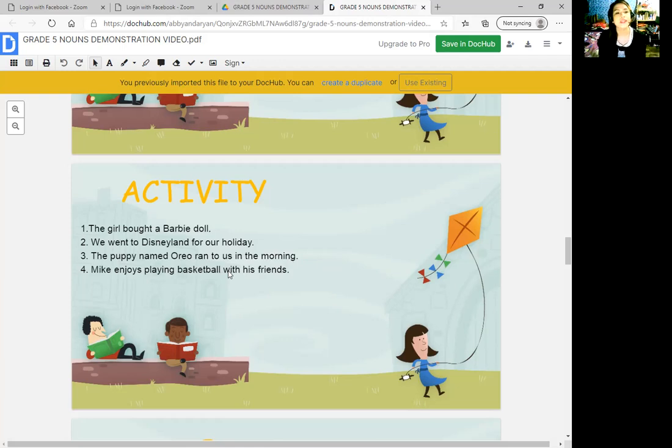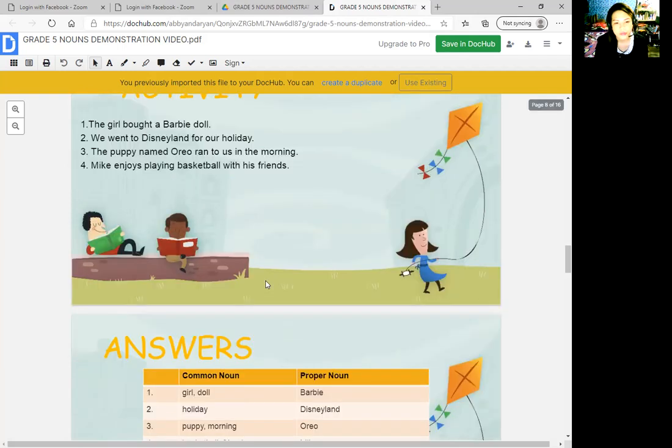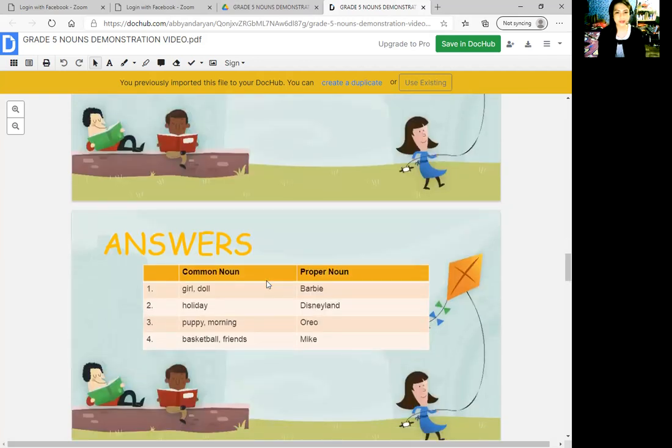Okay, boys and girls, write down your answer now on your paper because we're gonna reveal the answer in 3, 2, 1. Okay, so let's now go ahead and check what the correct answers are for this activity. So for number one, we have two common nouns: girl and doll. And then the proper noun, which tells the specific brand of the doll, is Barbie. So it starts with a capital letter.